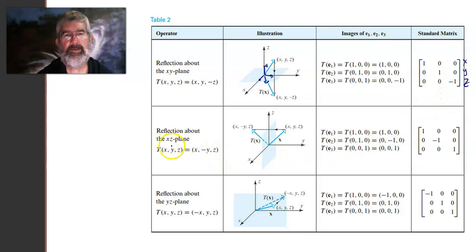Likewise, reflect across the xz plane. It's the y that turns negative. So there's a minus 1 there. Reflect across the yz plane. It's the x that turns negative. So there's a minus 1 there.